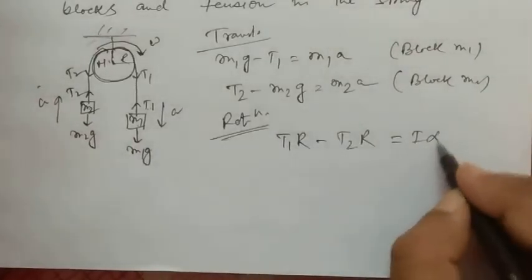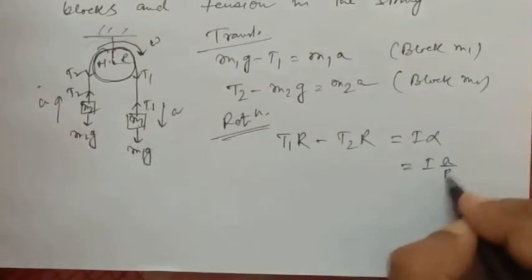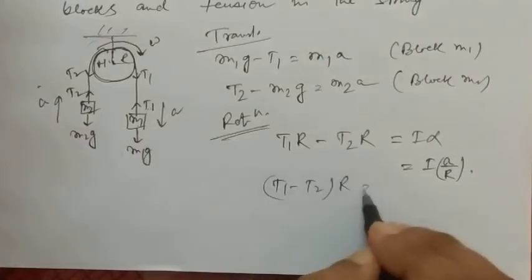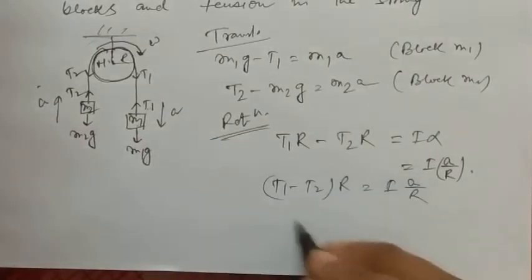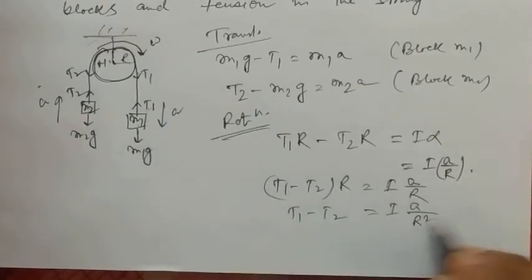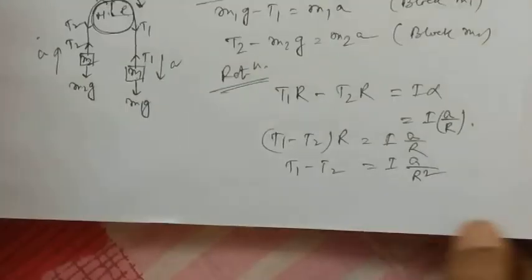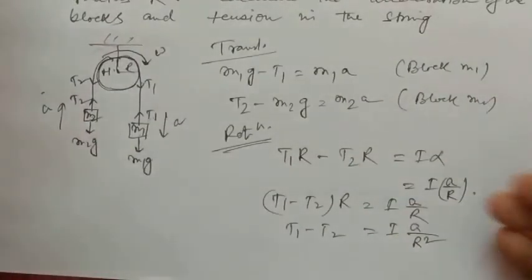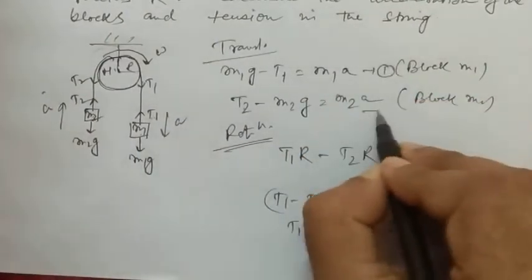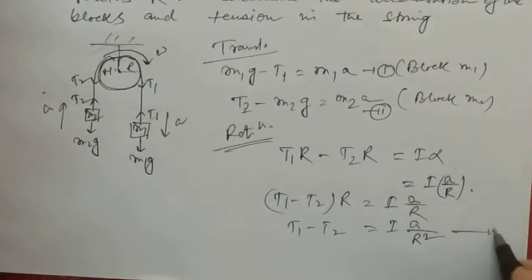Again we know what alpha is: alpha is equal to a by R. So (T1 minus T2) into R is equal to I a by R, so T1 minus T2 is equal to I a by R square. So these are the three equations that we have got. We have to solve them by replacing the values of T1 and T2. This is the first equation, this is the second equation, this is the third equation.